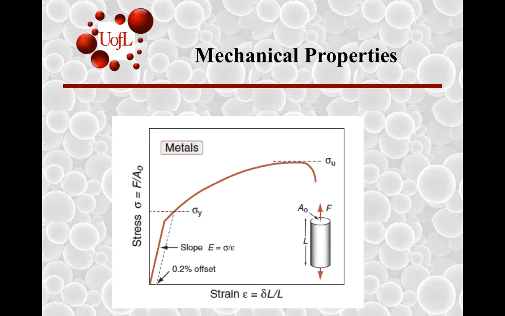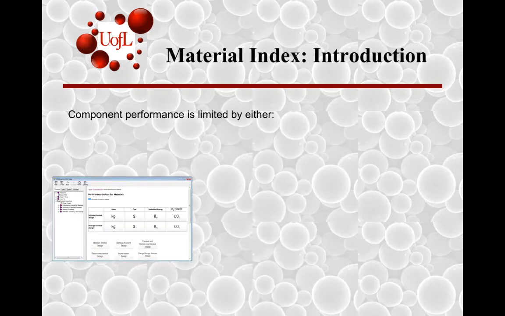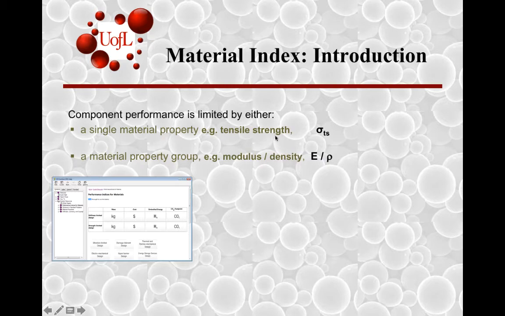Let us see how this now translates into material selection. For this, let us build the idea of materials index, and we'll look at what these indices are in greater detail in the next class. But basically, for a design, the performance is limited by either the strength, which is a single material property, and that can be a material index. Sometimes you are interested in modulus over density, which is a combination of properties or a materials property group. These are referred to as materials indices for the design.